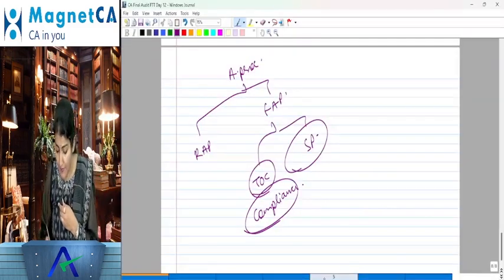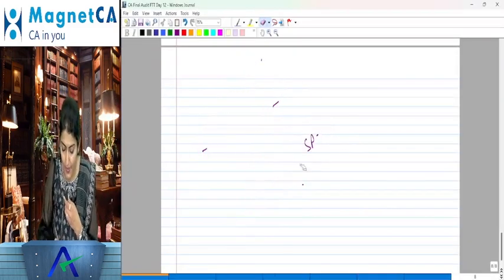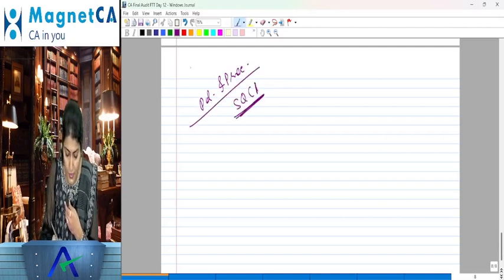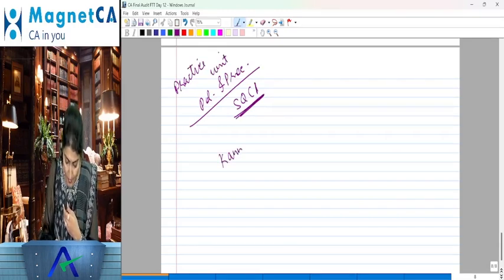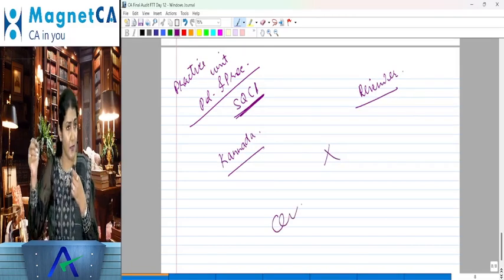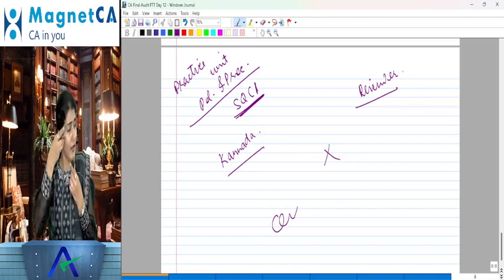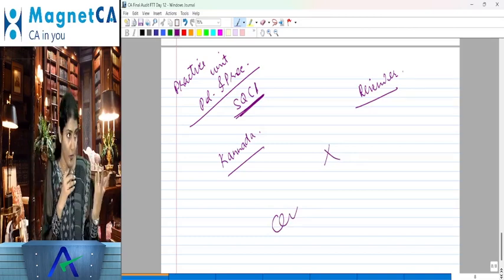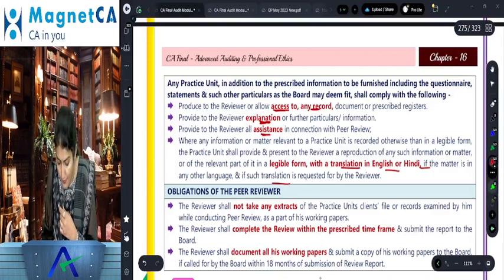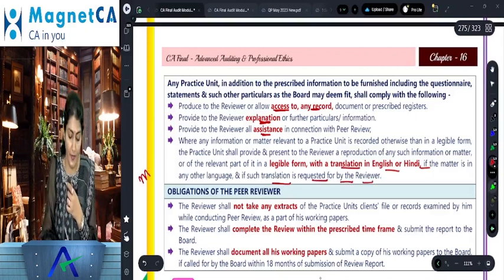Also, say the practice unit has designed some policies and procedures in line with SQC 1, and this policy procedure document of the practice unit is in Kannada. And now the reviewer who has come for doing the review does not know the Kannada language. It's all written in Kannada, right? If he knows the Kannada language, then no problem. But if he does not know, then a translation in English or Hindi will be provided to the reviewer as requested by the reviewer. Again, candidate for MCQ.